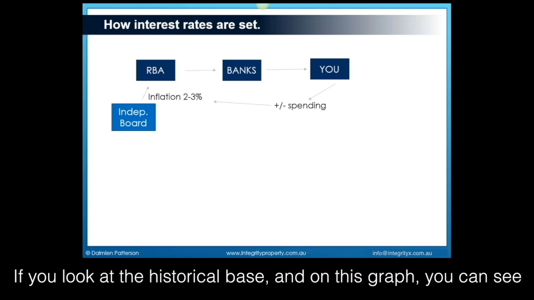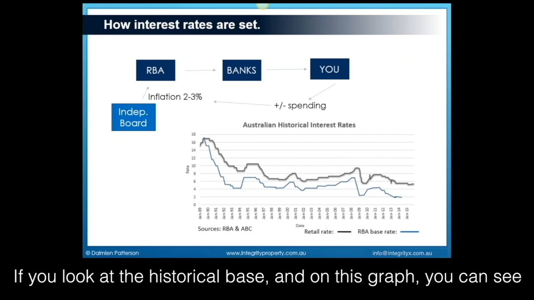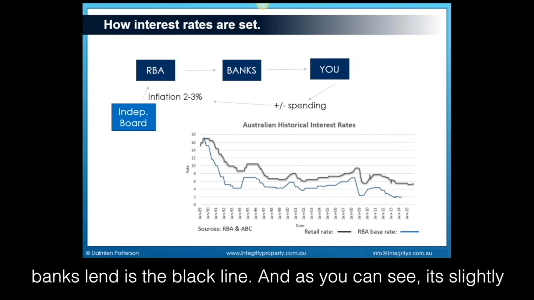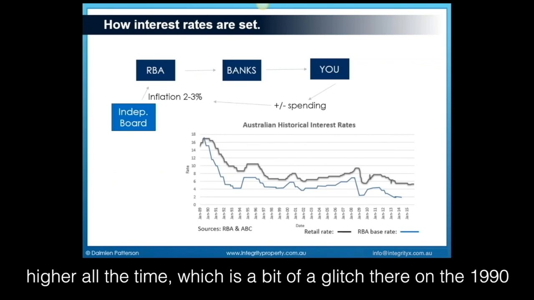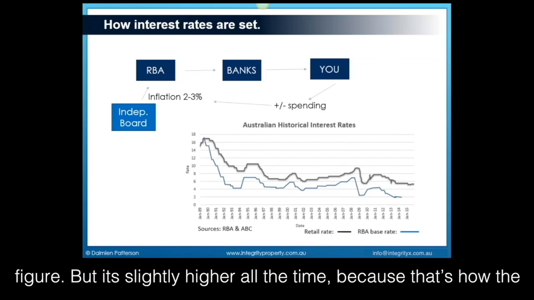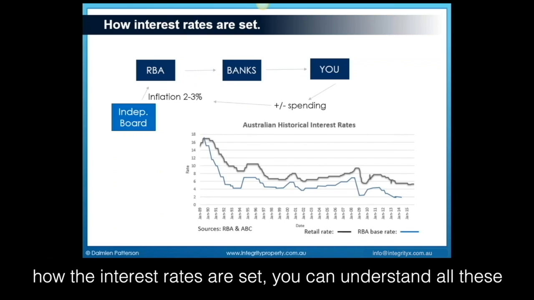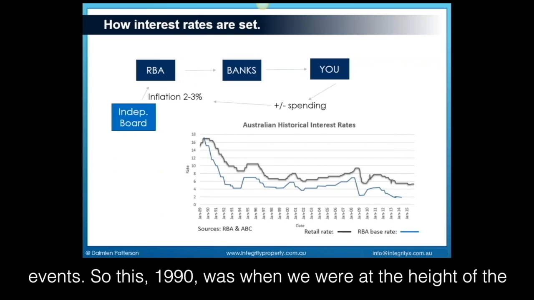It's fantastic. If you look at the historical base, on this graph you can see that the Reserve Bank rate's the blue line and the retail rate that the banks lend is the black line. And as you can see, it's slightly higher all the time, which is a bit of a glitch there on the 1990 figure. But it's slightly higher all the time because that's how the banks make their profit. Now, if you understand this system of how the interest rates are set, you can understand all these events.